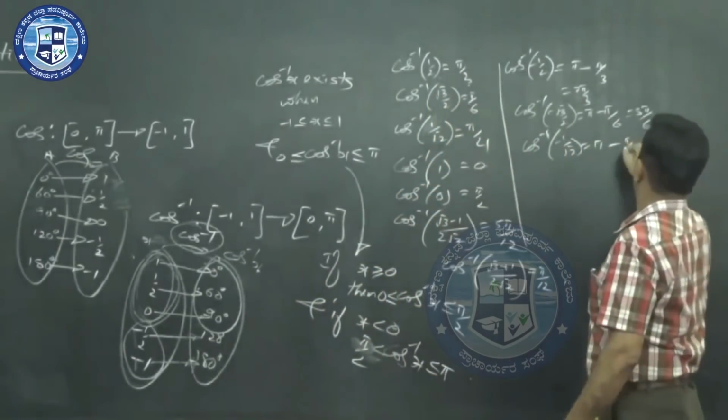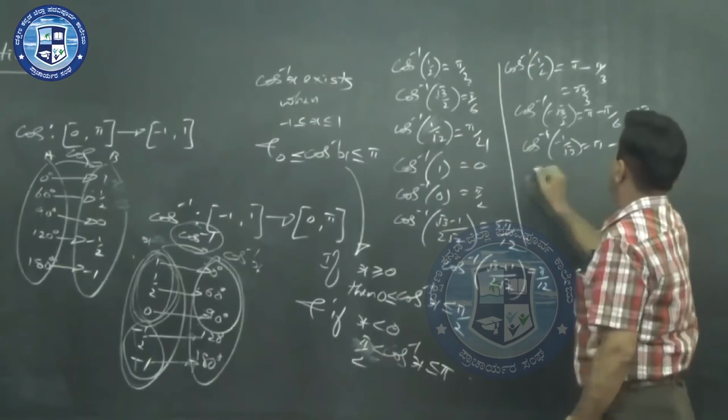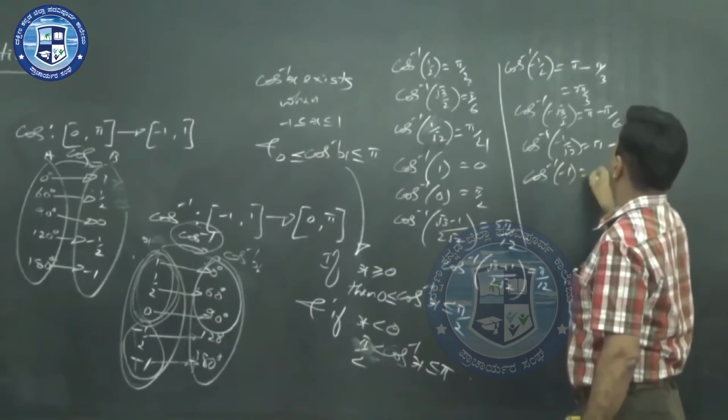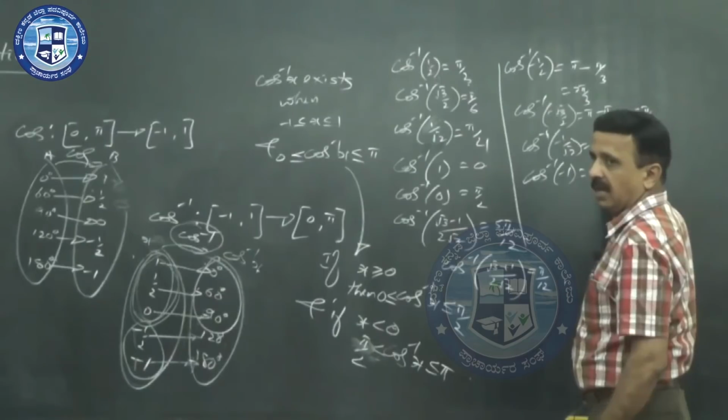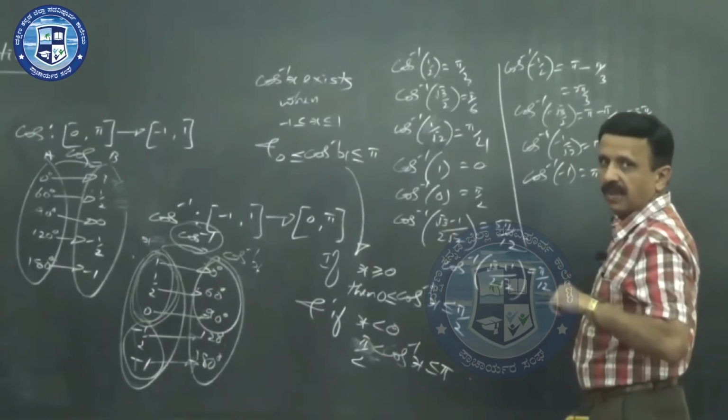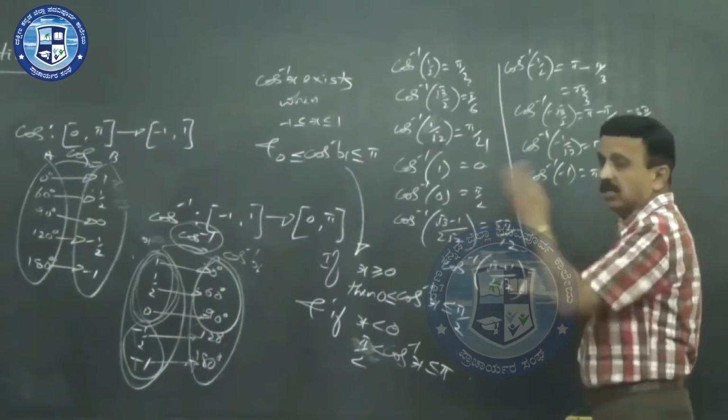Pi minus pi by 4, that's equal to 3 pi by 4. Cos inverse of minus 1 is pi minus cos inverse of 1. Cos inverse of 1 is 0, since cos 0 is 1, so pi minus 0 is equal to pi. Cos pi is minus 1.